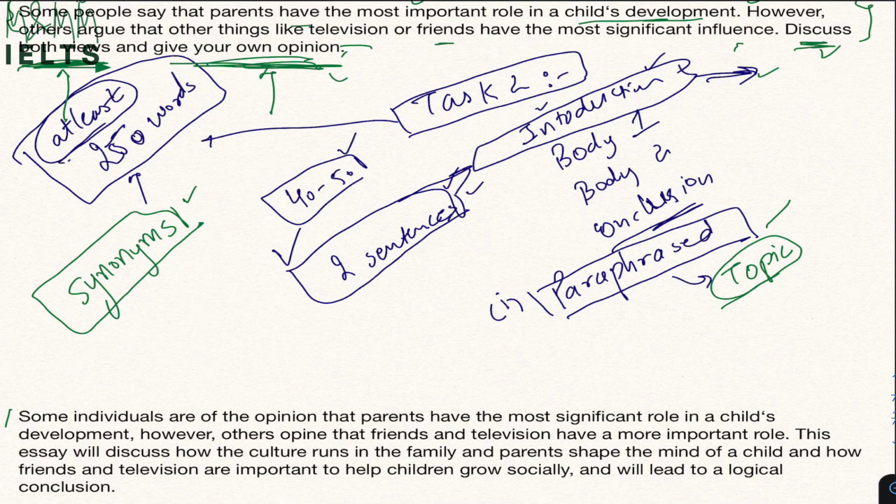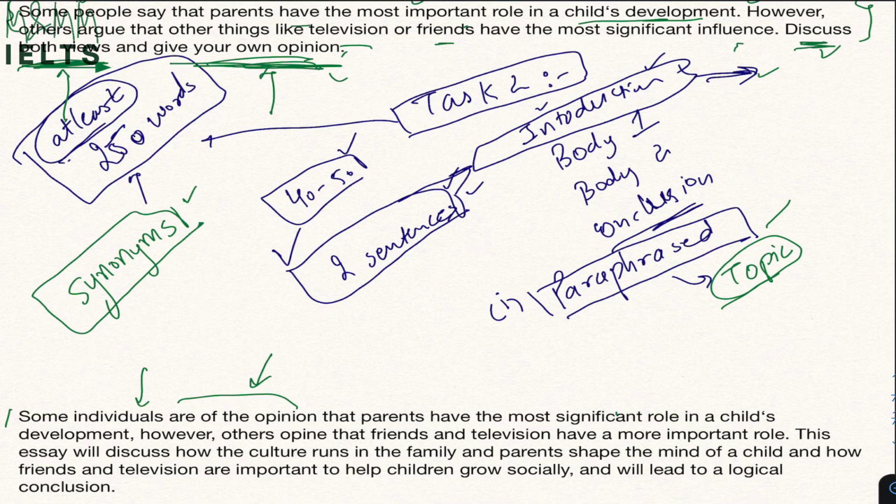So what have I done? I've basically just changed a few words, as in just used some synonyms instead of the given word. So instead of the word important, I've used the word significant. Instead of some people, I've used the words some individuals. And then I've just said some individuals are of the opinion. So just try to paraphrase the exact same thing that was given.